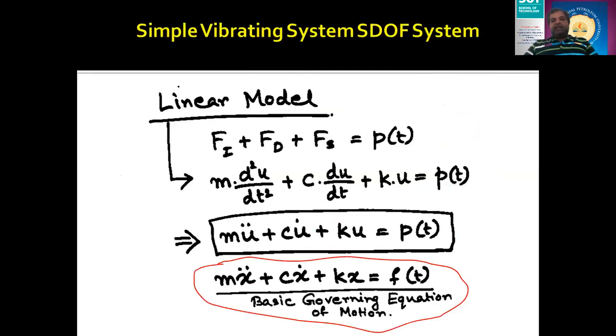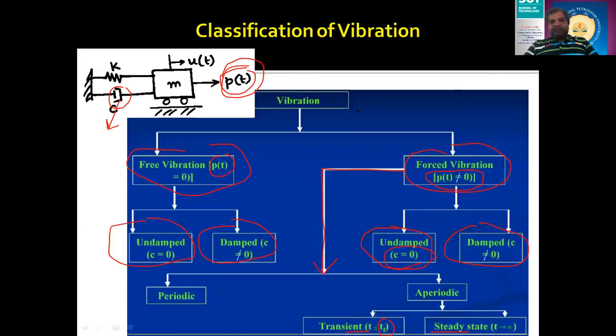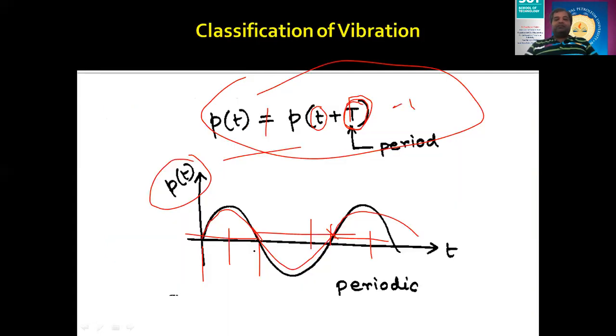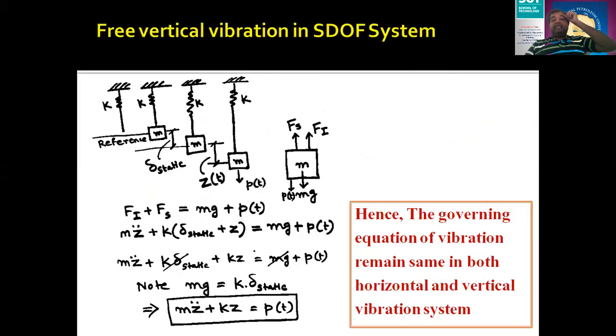So this way you can take the various forms of vibration. I hope you have clearly understood the different modes of vibrations: free, forced, undamped, damped, periodic, aperiodic, transient, and steady state. Now further we will see each and every vibration in detail.